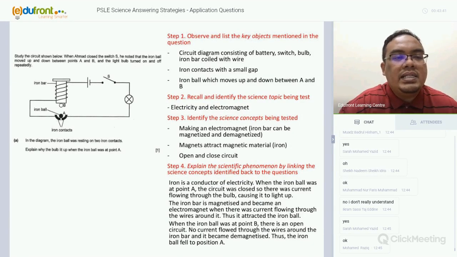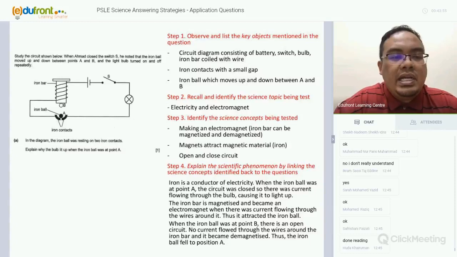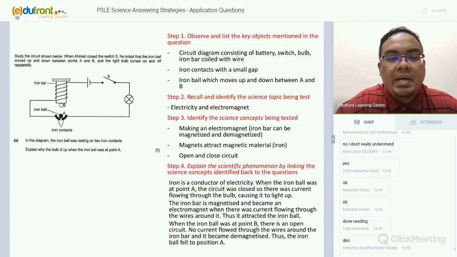Study the circuit diagram below. When Ahmad closed the switch S, he noted that the iron ball moved up and down between points A and B, and the lighted bulb turned on and off repeatedly. In the diagram, the iron ball was resting on the two contacts, and explain why the light bulb lighted. There are three parts: part A, part B, and part C.